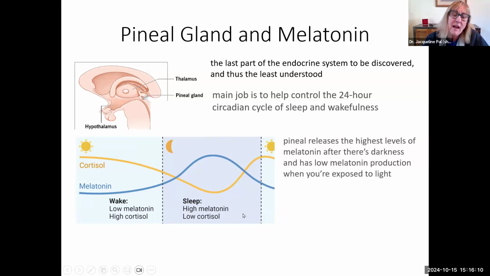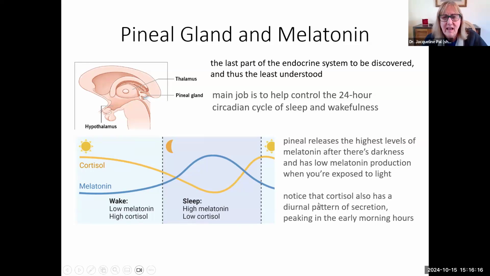But I want you to also know that cortisol is kind of doing the opposite thing. Cortisol has a diurnal pattern of secretion, but notice cortisol peaks in the early morning hours right before you wake up. Okay. And so it's high in the morning, it stays high in the morning, and then starts going down in the evening. And it is at its lowest at like 2 or 3 o'clock in the morning.